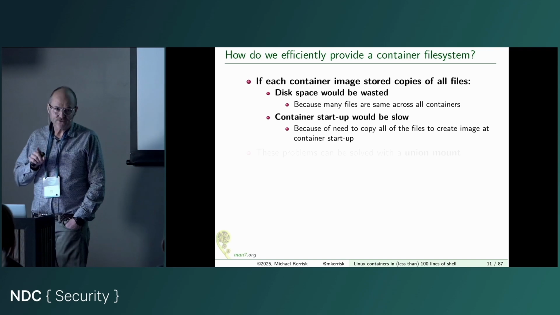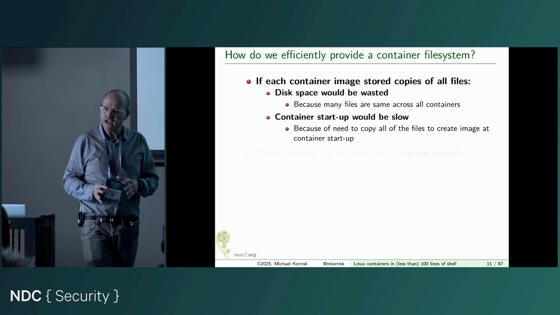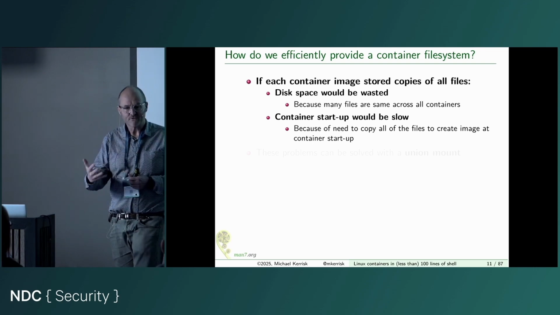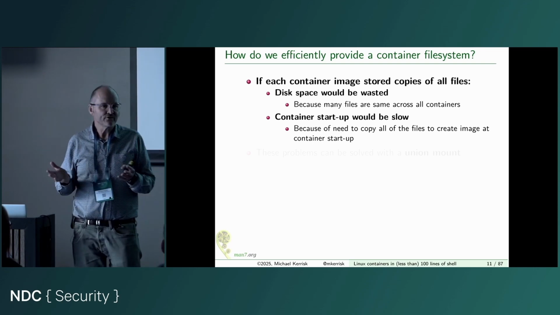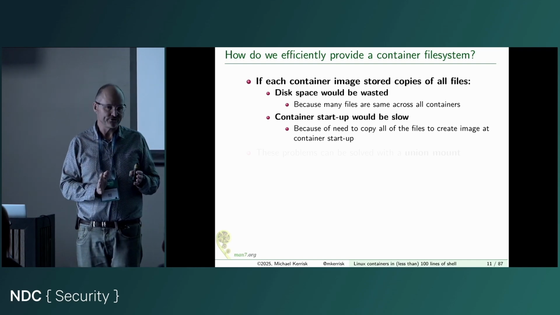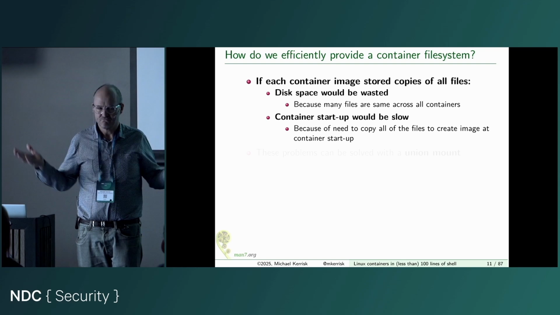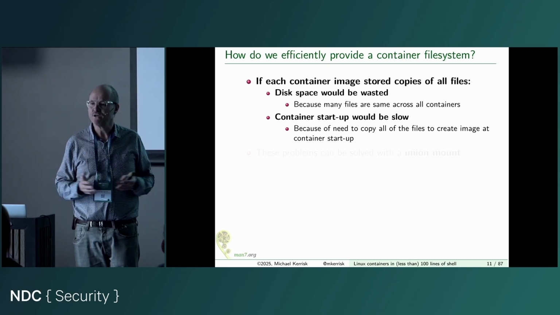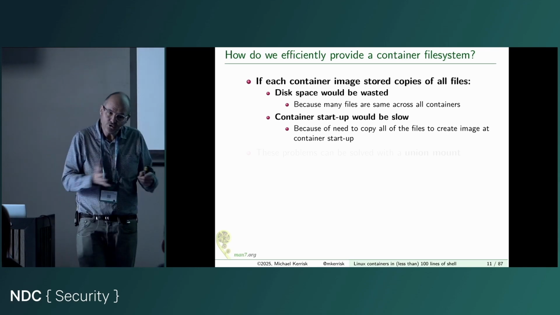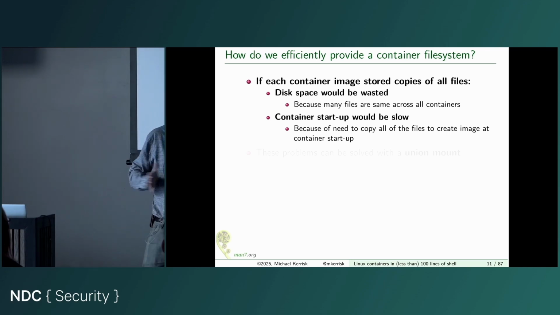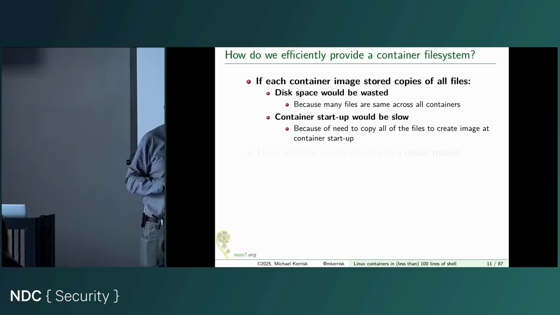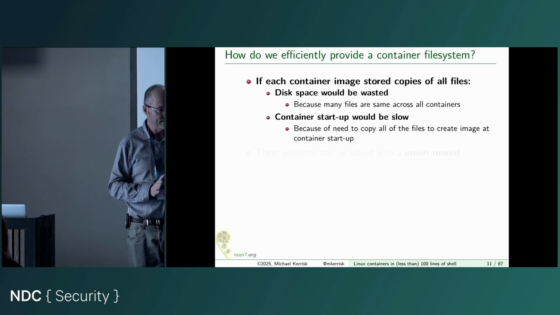Now, if the way we did things was each container gets a separate copy of all of the files, that would be a bit of a problem for a couple of reasons. One is a lot of wasted space, because a lot of containers mostly have the same file system content. So we've just chewed up disk space for no reason, and chewed up memory as well. The other thing is that when we launch the container, because the container needs to be launched with a file system image, we need to copy all of those files. That takes some time. That would make our container start up a little bit slower.